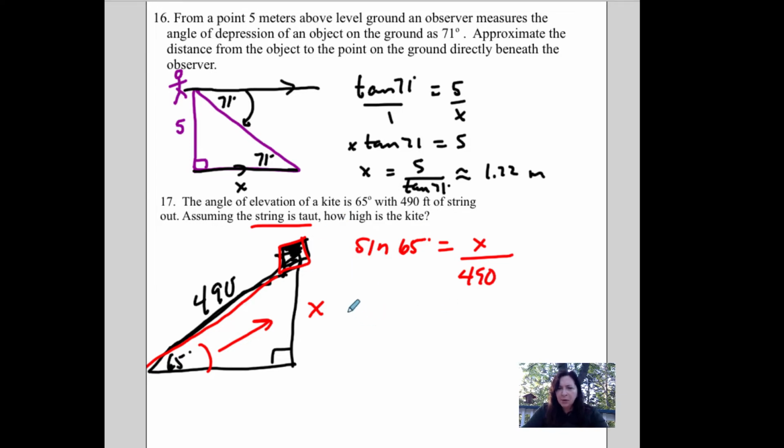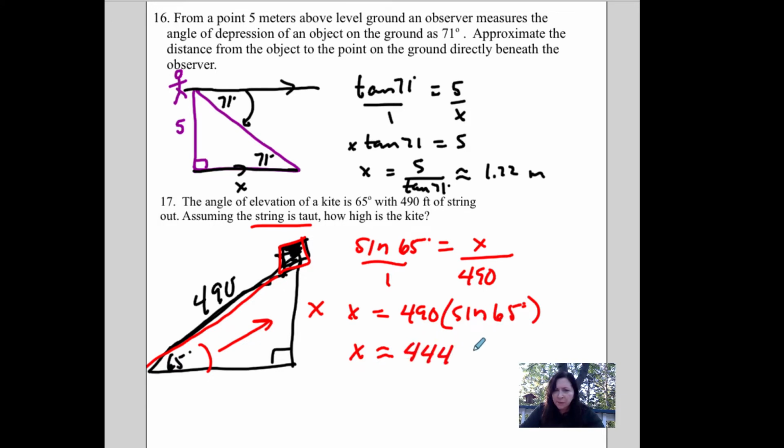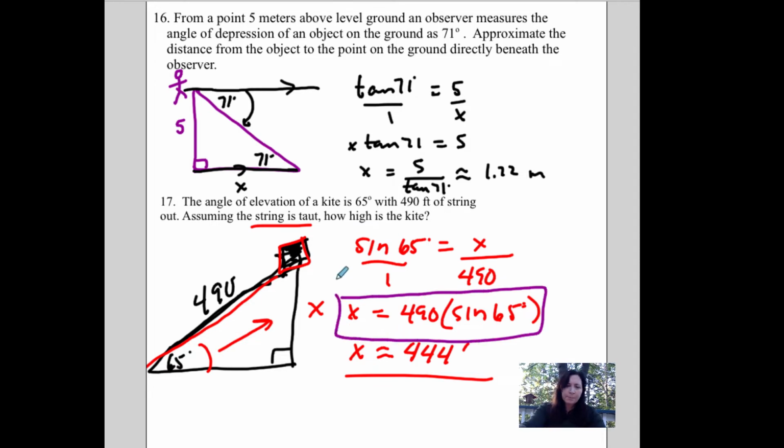If you have a calculator or not, you're going to start off like this and go x times 1 is x, so x is equal to 490 times sine of 65 degrees. One note is if you are using a calculator, you need to make sure your calculator is in degrees and not radians. Multiplying these, I get 444 feet, and so that would be my answer if I had a calculator. If I did not have a calculator, this would be my answer right here. I would just leave it in that form.